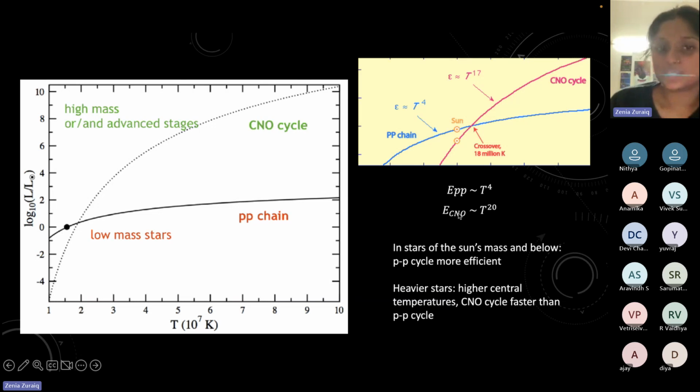We don't really see the CNO cycle, and the CNO cycle only comes in really higher mass stars and advanced stages of nuclear burning. So you can see that here this is the temperature and luminosity plot, and you can see that the energy release of PP and CNO cycles are very much dependent on the temperature. So as I said, if we want a proper energy release to come from it, we need high temperatures.